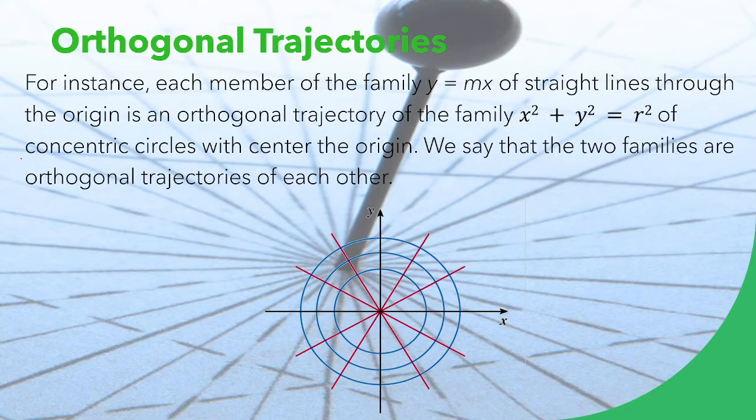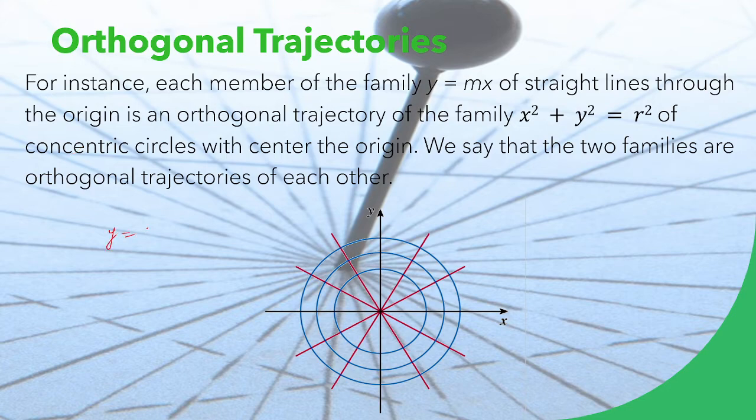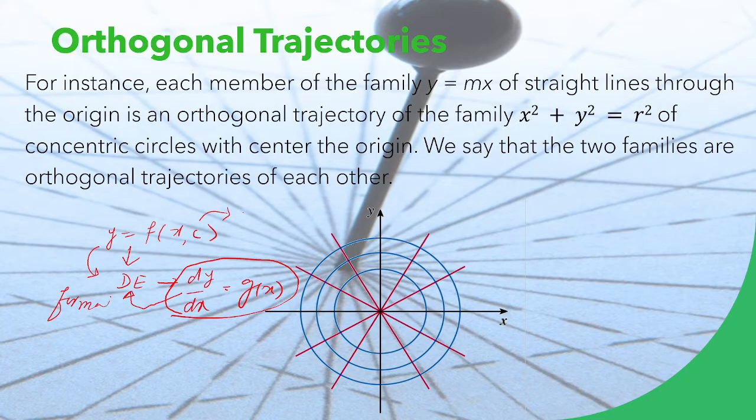The procedure is, if we are given a family of curves, let's suppose y is equal to some function of x and c, where c is an arbitrary constant, what would you do? We first find a differential equation which represents this family of curves. It might be of the form dy by dx is equal to a function of x, maybe g of x. This is a differential equation which represents a specific family of curves. This is also called the formation of a differential equation, how we have to form the differential equation.